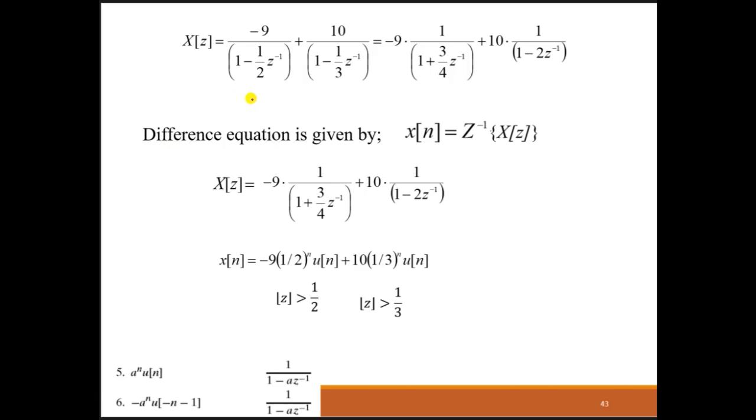So we do it one by one. You do the first term, and then the second term. Again, how do we look at this? It says ROC is Z bigger than 2, right? Okay, Z bigger than 2. So here, everything is a right-sided sequence. Then you use just this equation. Right, so you use this term and do it one by one.